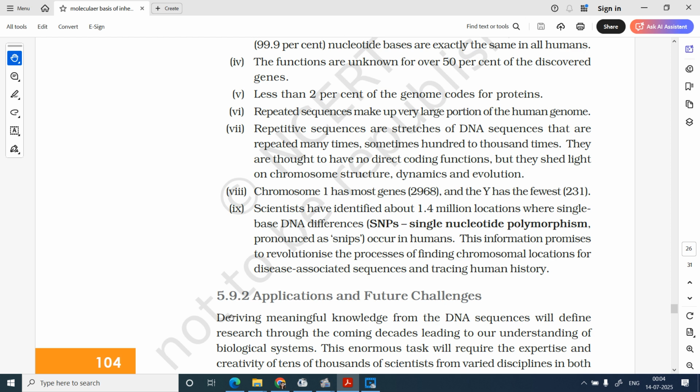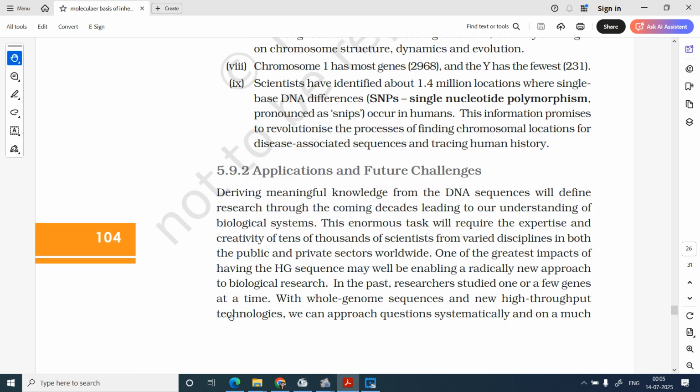Number 8, chromosome 1 has the most genes (2986) and Y has the fewest (231). Scientists have identified about 1.4 million locations where single base DNA differences, SNPs (single nucleotide polymorphisms, pronounced "snips"), occur in humans. This information promises to revolutionize the process of finding chromosomal locations for disease associated sequences and tracing human history.